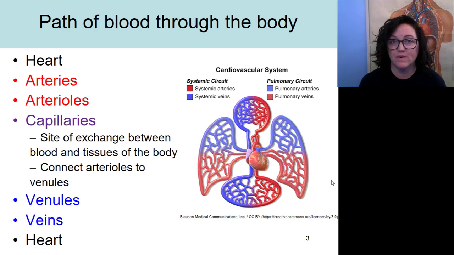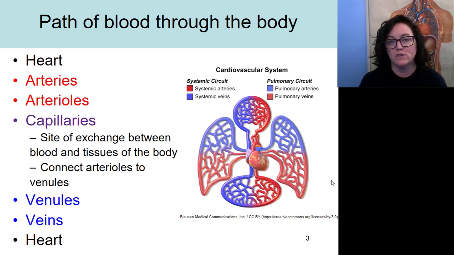Let's talk blood vessels. In this video, I'm going to go over the path of blood through the body, which you might already know from a previous video, and then we're going to talk about the structure of blood vessels. Let's take a look at that path of blood. If we start at the heart, we know that blood will move from the heart into arteries. It's the job of arteries to take blood away from the heart.